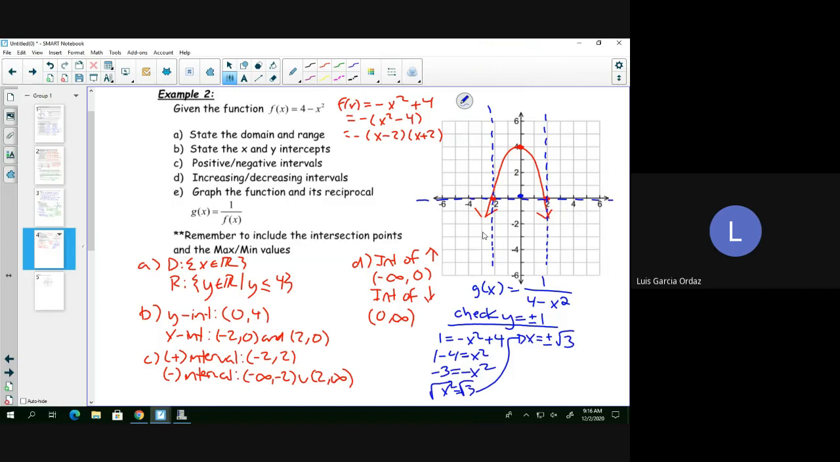So what does plus or minus root 3 give us? 1.73. So positive 1.73, we have it over here. And negative 1.73, we have it over here as well. Okay? So now we're able to draw one part of the reciprocal. It's literally going to be a skinny parabola bounded by the asymptotes.